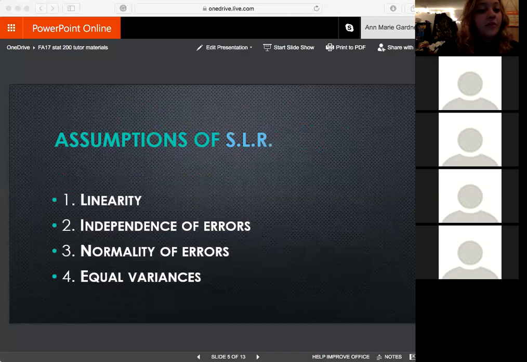And then for the fourth one, equal variances, you're going to use the plot of residuals versus fits. These are all in Minitab, so you can display them and then use them to discuss these assumptions.